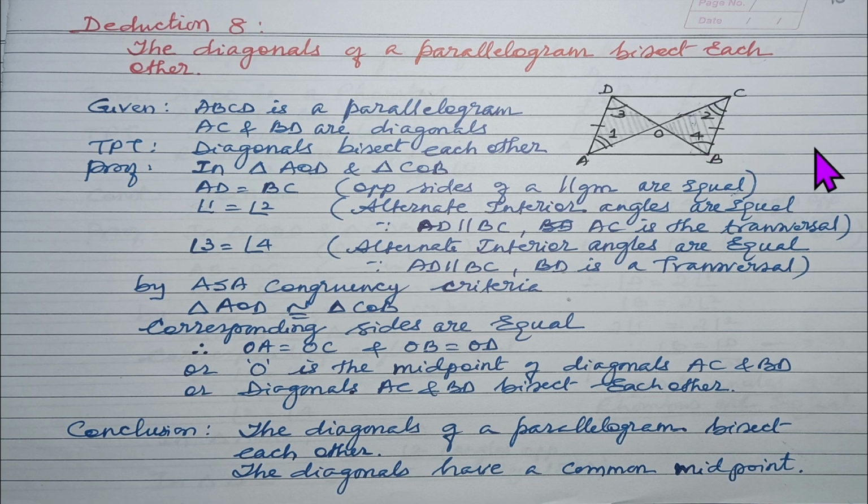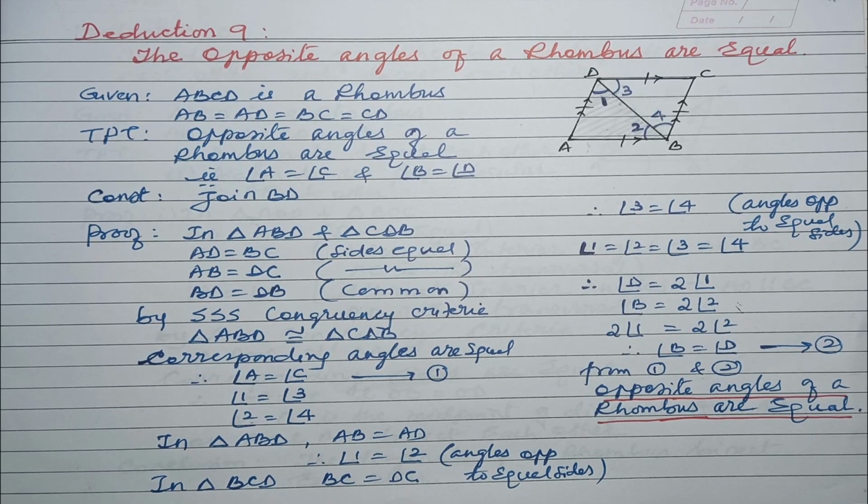If two triangles are congruent, corresponding sides are equal, and therefore OA is equal to OC and OB is equal to OD, or O is the midpoint of AC and BD, or the two diagonals bisect each other. A very simple proof, and try to remember that. So that is the meaning, that O is the midpoint of both the diagonals, or diagonals bisect each other. Now coming to deduction number 9, the opposite angles of a rhombus are equal.